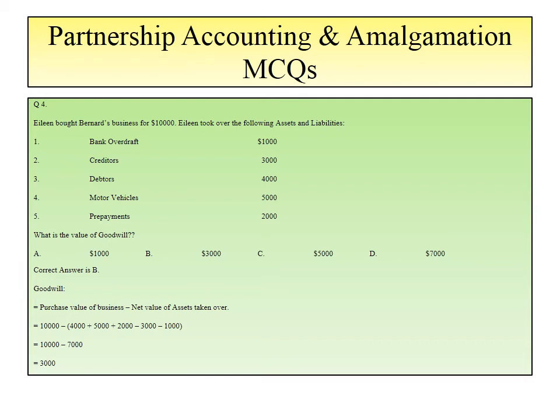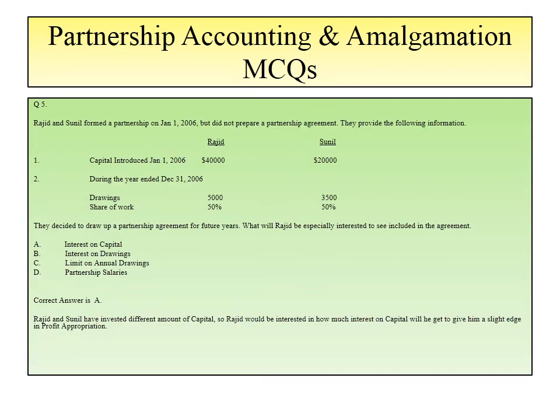What is the value of the goodwill? So $3,000 is the goodwill amount जो कि उसने परचेज किया है, and this will be shown in the balance sheet. This is how we calculate the goodwill of a balance sheet of a partner. Yes, exactly. Now we go to the last question, question number 5, the MCQs.